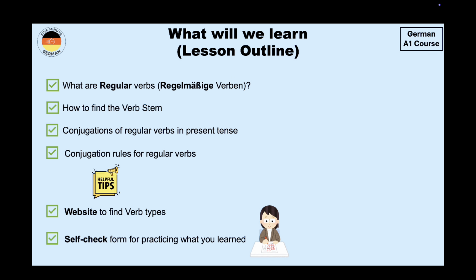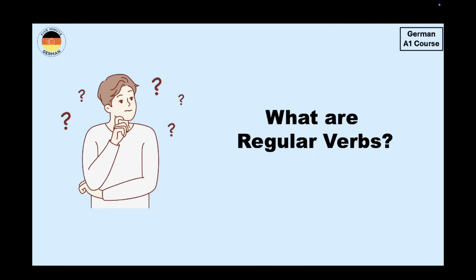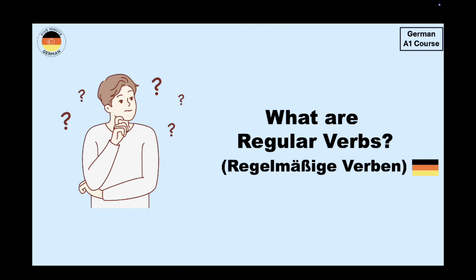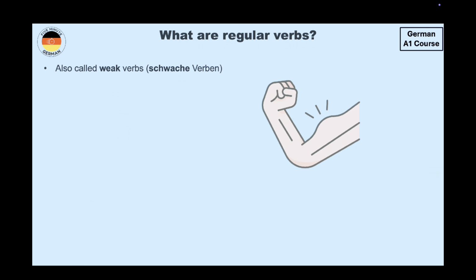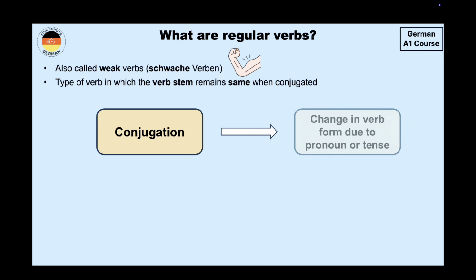I will explain this concept in the simplest terms because my goal is to support you in learning German and making it easy for you to understand. So, what are regular verbs or Regelmäßige Verben as they are called in German? Regular verbs are also called weak verbs or schwache Verben in German. These are verbs in which the verb stem remains the same when conjugated. For those of you who don't know, conjugation means the change in verb form due to the pronoun or tense. I have explained this concept of conjugation in another video which I will link in the description below.